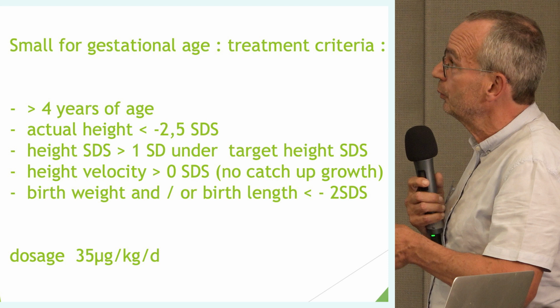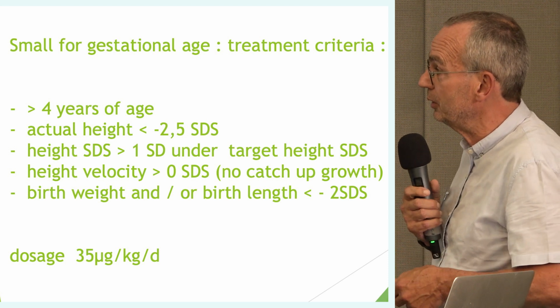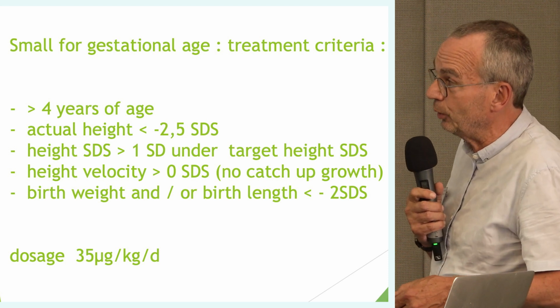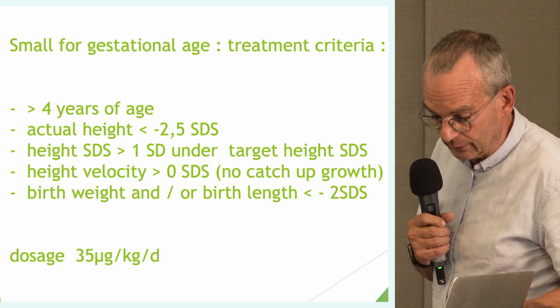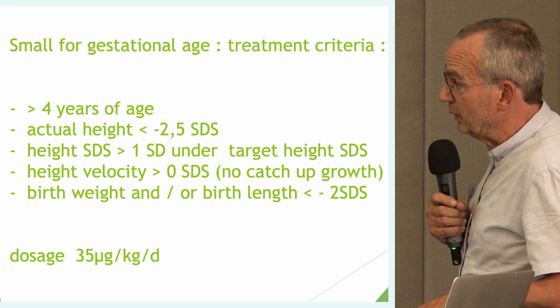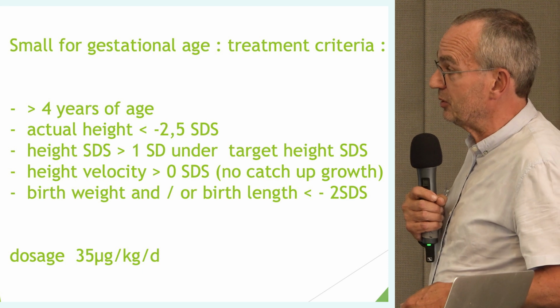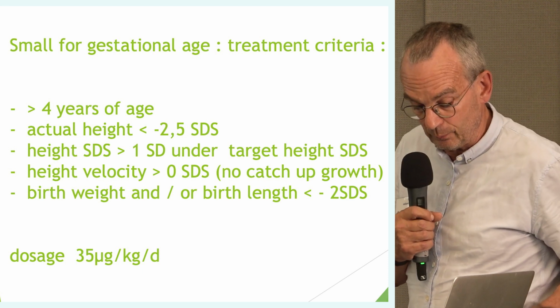And of course, we only can talk about SGA children when they have a birth weight and or birth length that is less than -2 SD. The dosage we are using for this indication is 35 micrograms per kilogram per day.